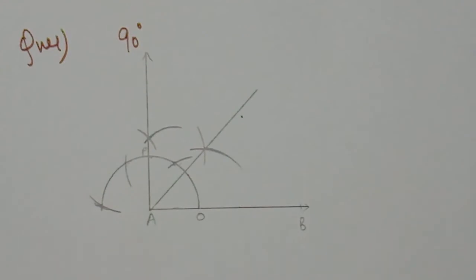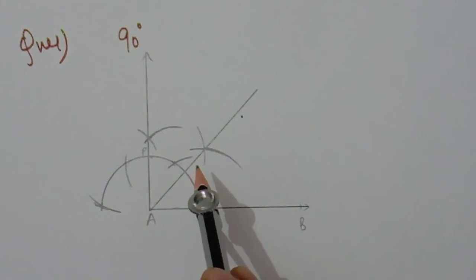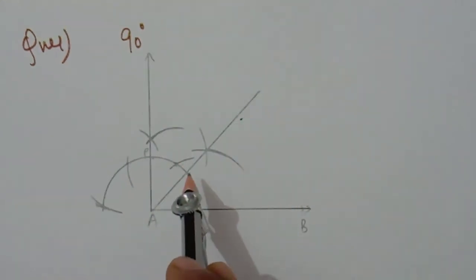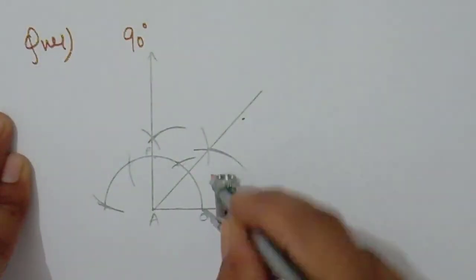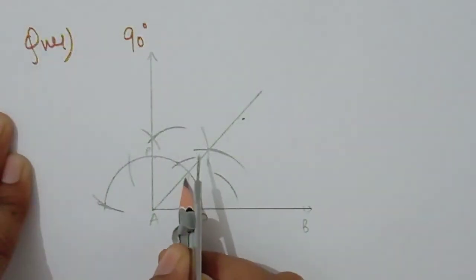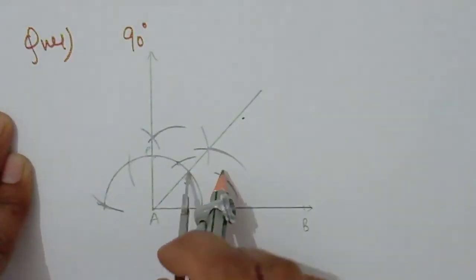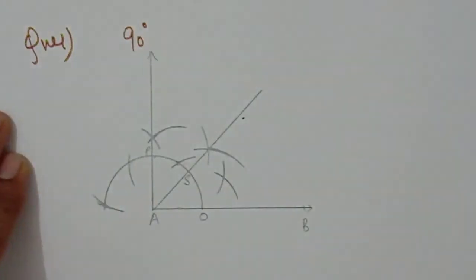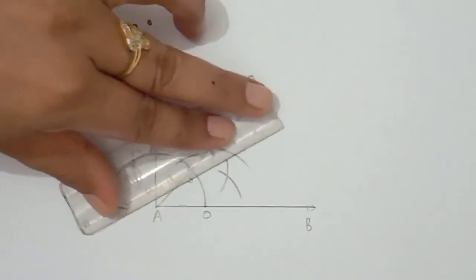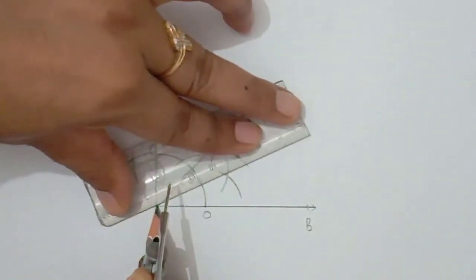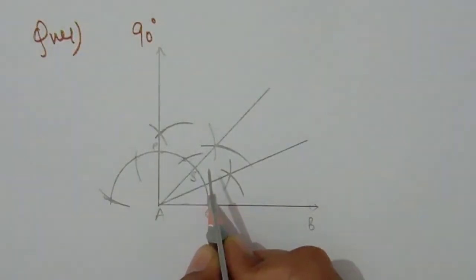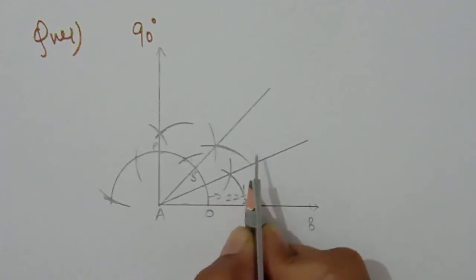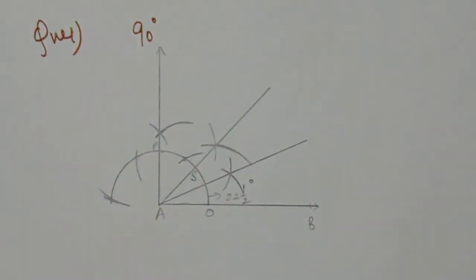Now how will we draw 22.5 degrees? The bisector of 45 is 22.5. So we will again open our compass more than half, take this as a center and mark a point S. Take S as a center, draw an arc, and then join these two points. This is 22.5 degrees.